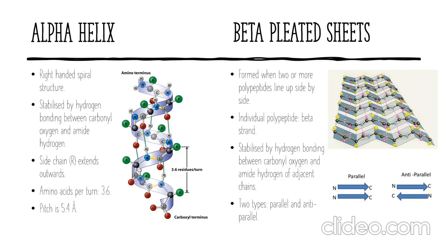Beta pleated sheets consist of individual beta strands connected laterally through hydrogen bonds, forming a pleated sheet. The carboxyl oxygen of one polypeptide chain forms a hydrogen bond with the amide hydrogen of the adjacent chain. Beta sheets come in two varieties: parallel sheets in which the hydrogen bonded chains run in the same direction, and anti-parallel sheets in which the chains run in opposite directions.